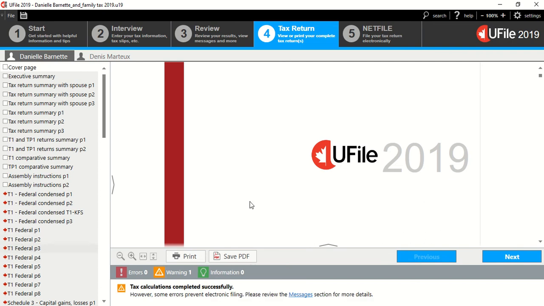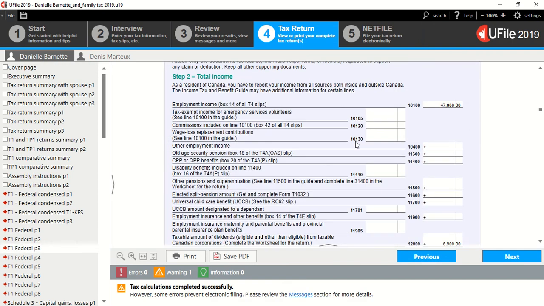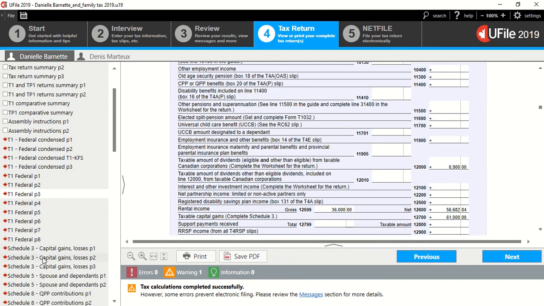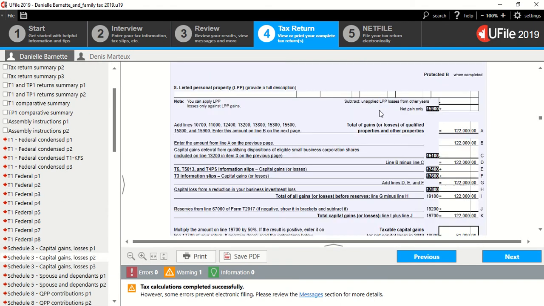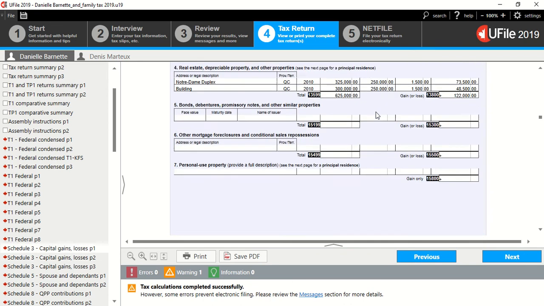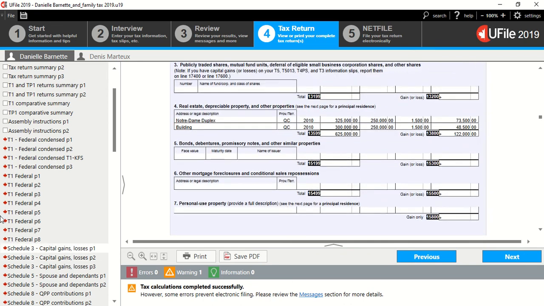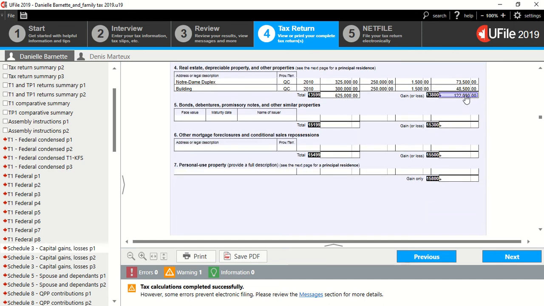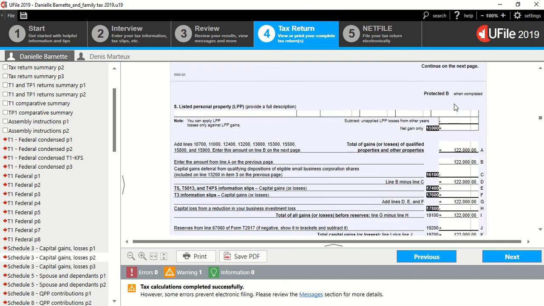Now on page 3 I should have a higher capital gain, and on schedule 3 you will note here's my land, and here's my building. Two different transactions, and a nice, handsome amount of capital gains, of which half is taxable.